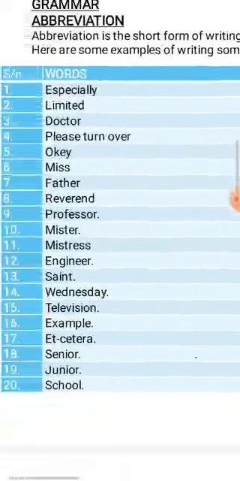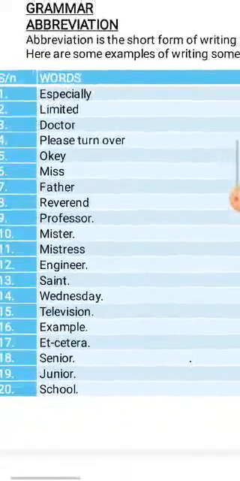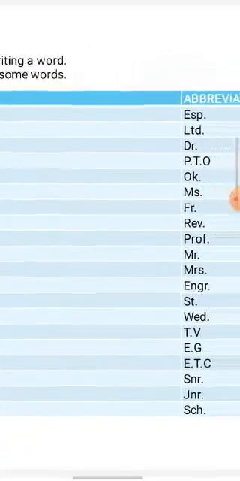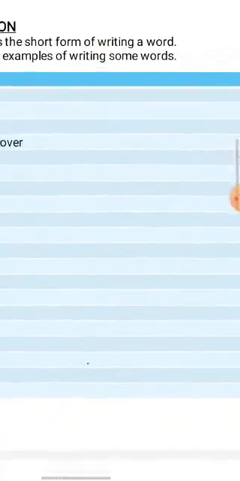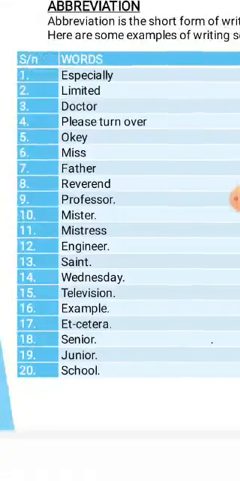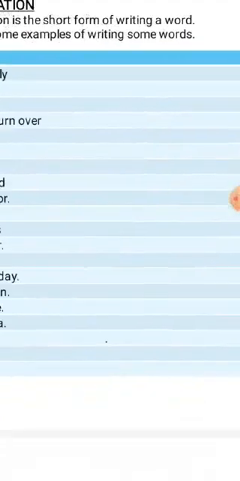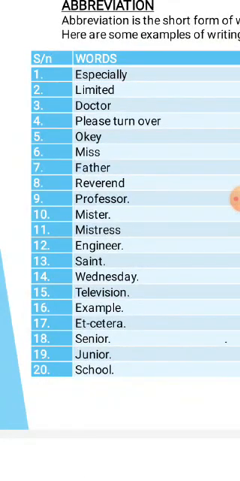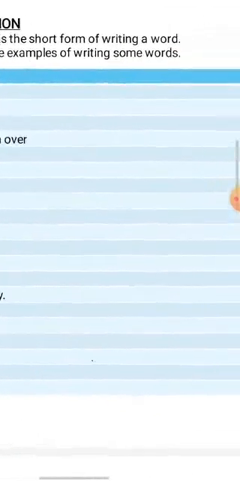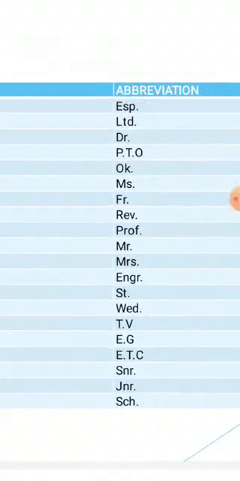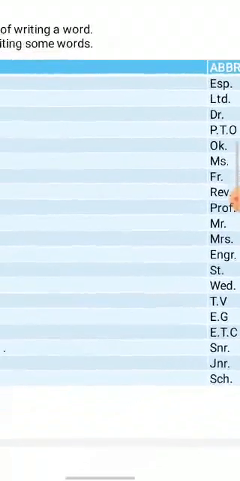Number 3 is doctor. The short form of doctor is DR with a full stop, like Dr. Funke, Dr. Gerard, Dr. Stanley, Dr. Abayomi, Dr. Ola, and many of you. And the short form is DR. The short form of the words please turn over, number 4, meaning you should go to the next page, is PTO with a full stop.